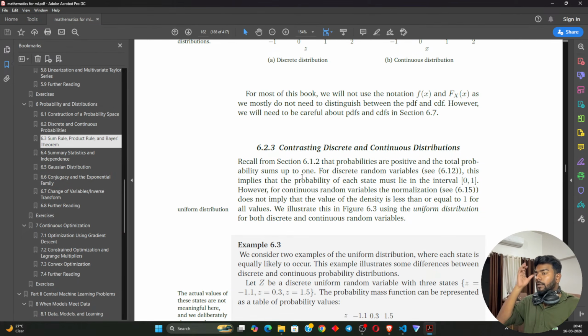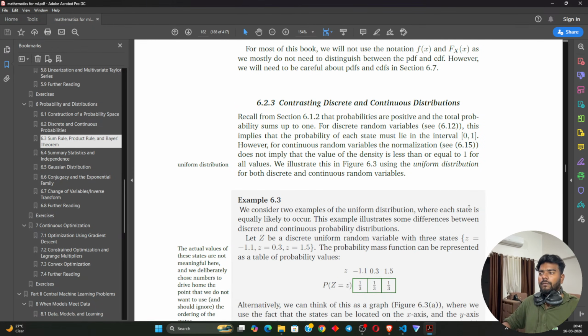Positive and total probability sums up to 1. For discrete random variables (6.1.2), this implies that the probability of each state must lie in the interval [0, 1]. However, for continuous random variables, the normalization (6.15) does not imply that the value of the density is less than or equal to 1 for all values.